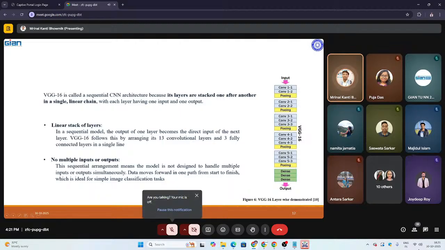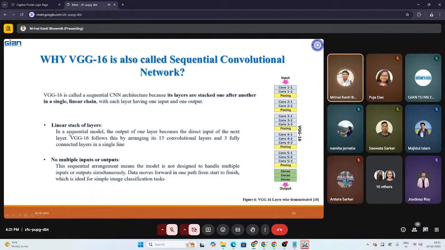Like when we give input to convolution 1-1, there is one input, and the output from convolution 1-1 will be the input of convolution 1-2. That is, every layer has one output and one input. So in a linear stack of layers in a sequential model, the output of one layer becomes the direct input of the next layer. VGG16 follows this by arranging 13 convolution layers and 3 fully connected layers in a single line. There are not any extra multiple inputs or outputs.